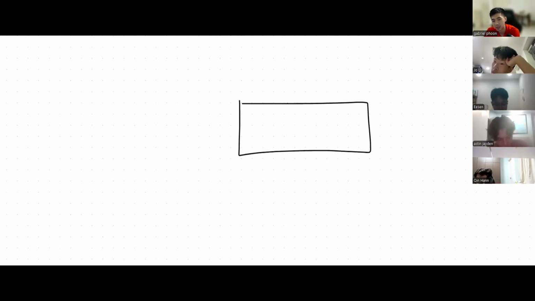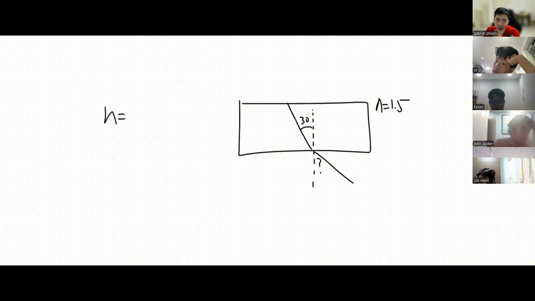Let's imagine right now I have this glass block here, and I say that this incident angle is, let's just say, 30 degrees. I want to find out how much this angle will be refracted. I don't know, but I'm given the refractive index, n equals 1.5. Can all of you use the formula n equals sine I over sine R and calculate how much this angle will be? I'll give you 3 minutes. Please do that right now.